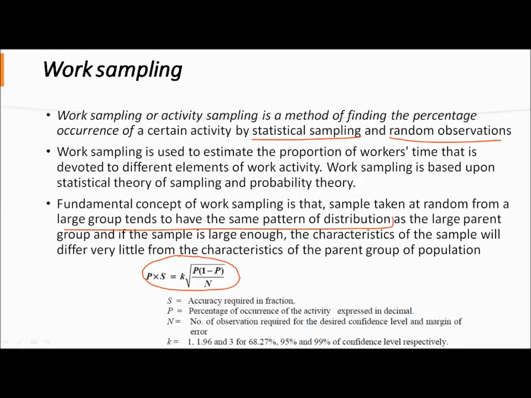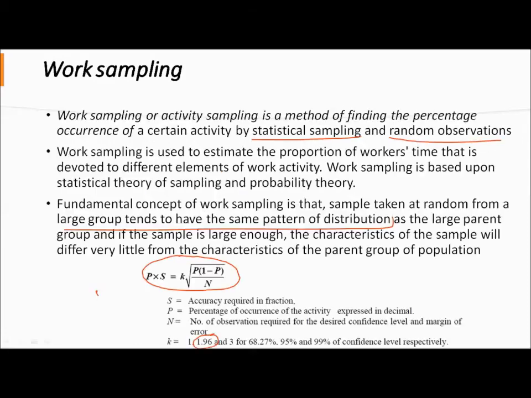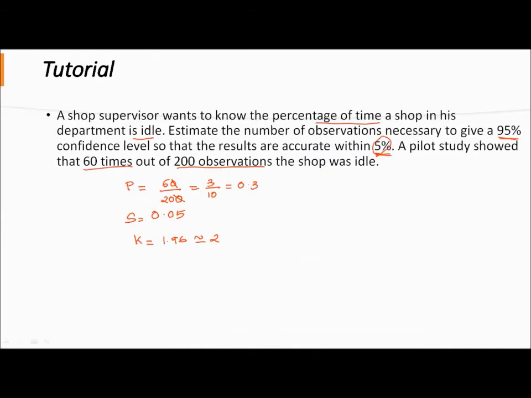Now what else do we know? Now the value of K when the confidence level is 95% is 1.96. So K can be written as 1.96, or you can approximate it to 2. And okay, so everything is given. Now you are asked to estimate the number of observations required. That is, you are supposed to find out the value of N.